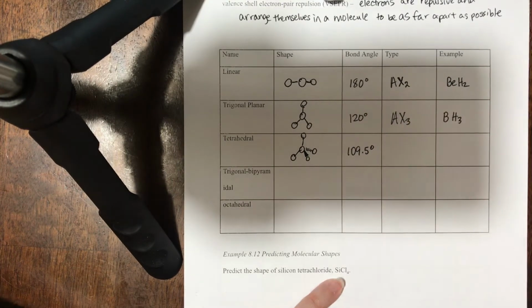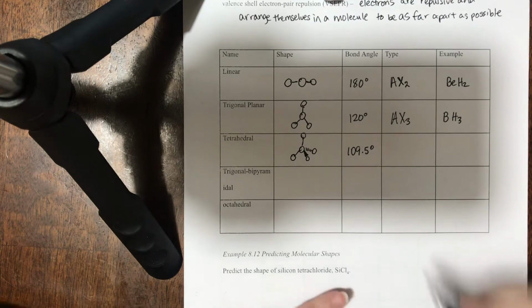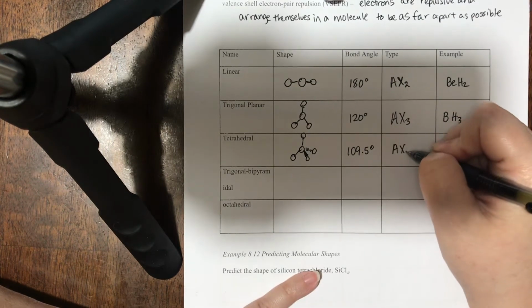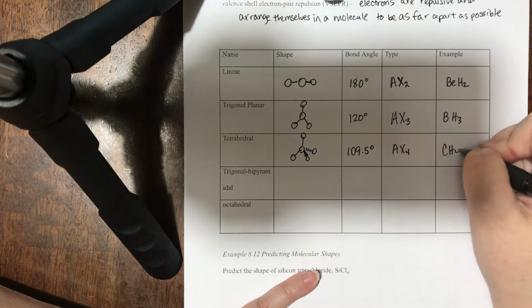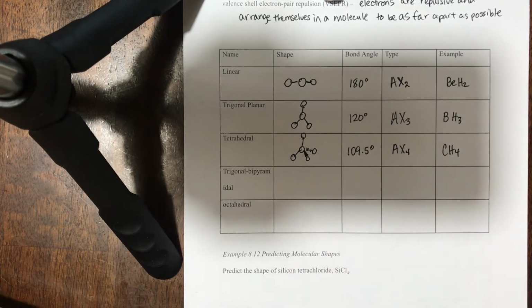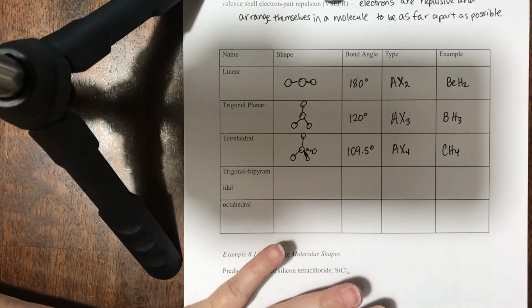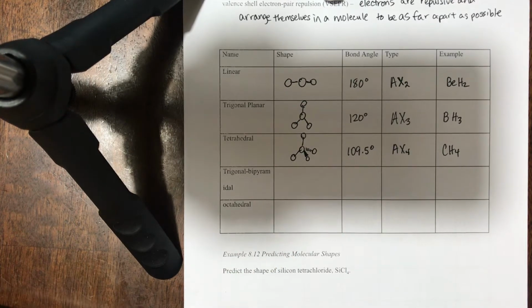It's not 90. When you look at it, you might think, oh, there's 4 things, I'm going to have to split it up, it's going to be 90, but it's not, because they use the 3-dimensional space and they're not all in the same plane. So that's AX4, or something like methane, CH4, the gas you burn when you turn on the Bunsen burner, is in this shape. And that's an extremely common shape. There's going to be a lot of tetrahedral molecules that we'll look at.